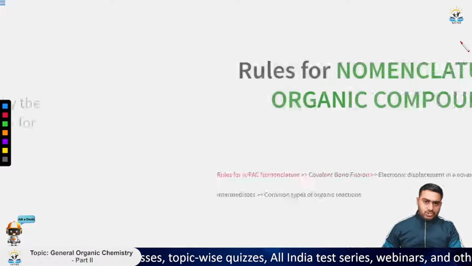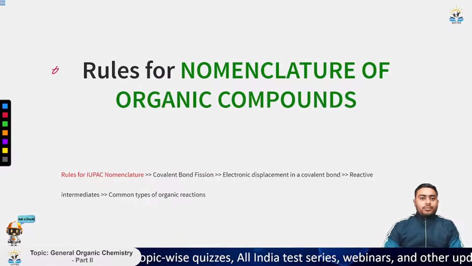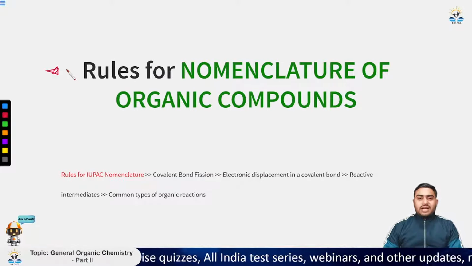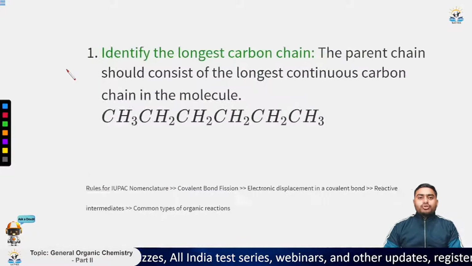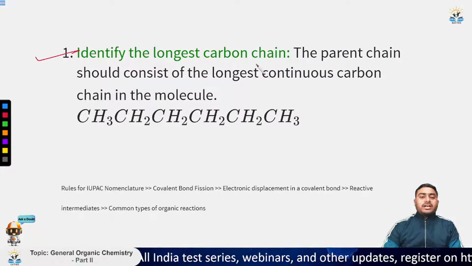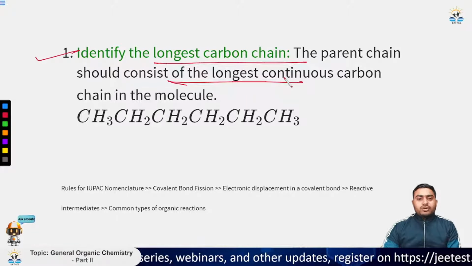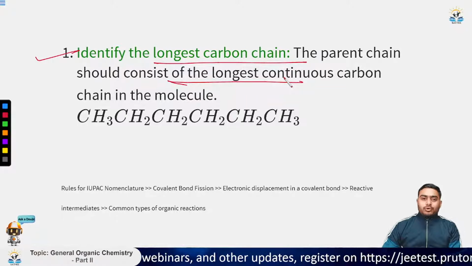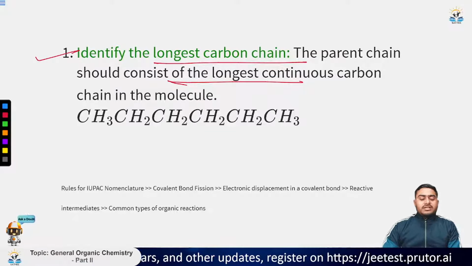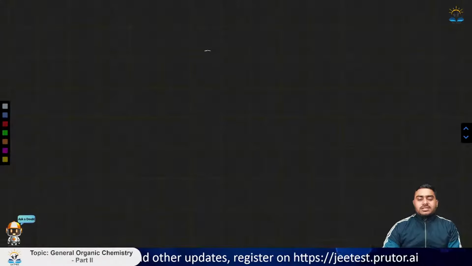Okay, next point is rules. The important part is rules for writing the IUPAC nomenclature of organic compounds. So you can see, first of all, you have to identify the longest continuous chain. The parent chain should consist of the longest continuous carbon chain in the molecule. For example, you can see here a 6 membered chain. You can see 1 2 3.